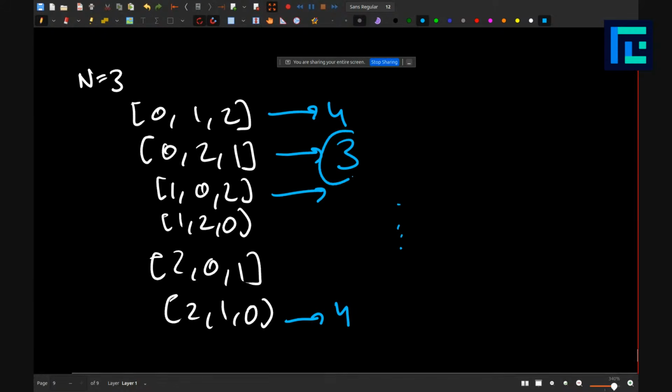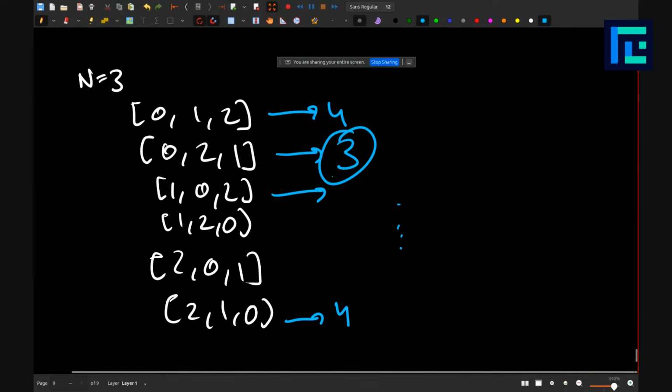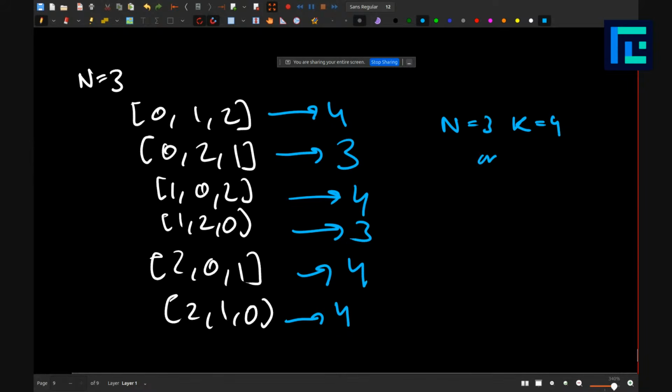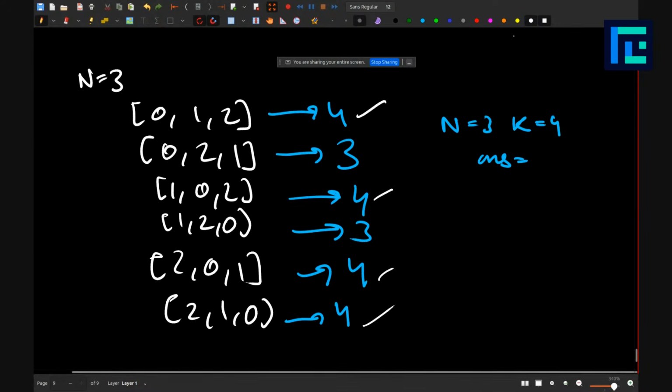So basically we need to tell, for a given value of k, how many such permutations will satisfy it. So let's try this one as well. Here 0, 0, 1, 2, and so on. So this will be 4. This will be 3 again because it's the opposite of this. And this will also be 4. So basically for n equals 3, k equals 4, the answer is going to be 1, 2, 3, 4. So the answer will be 4 here.